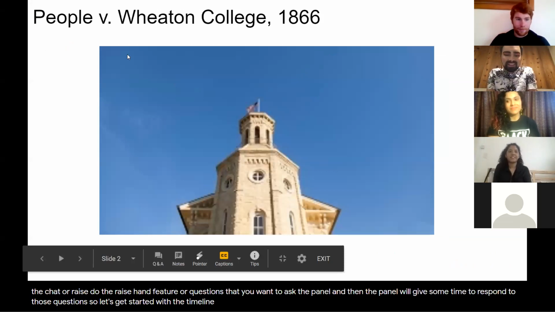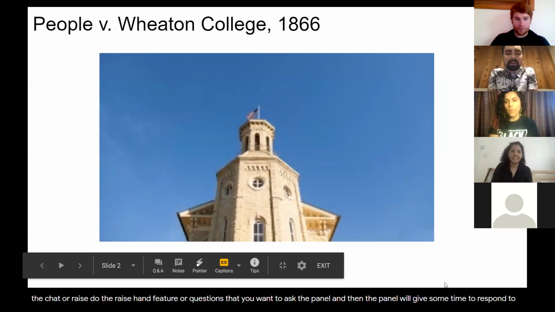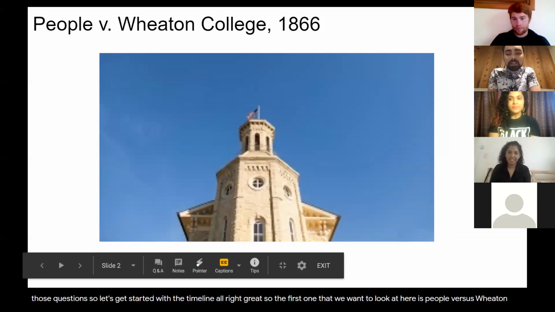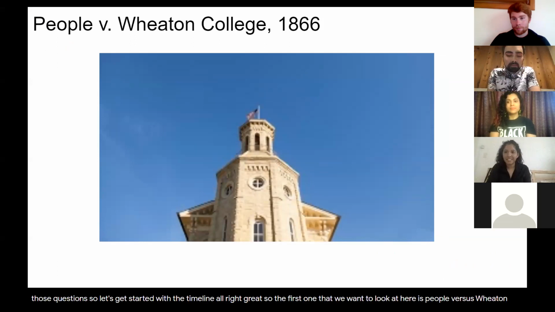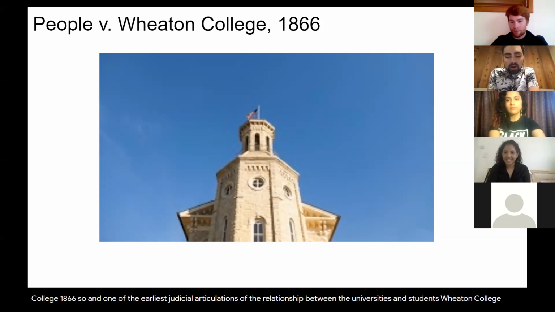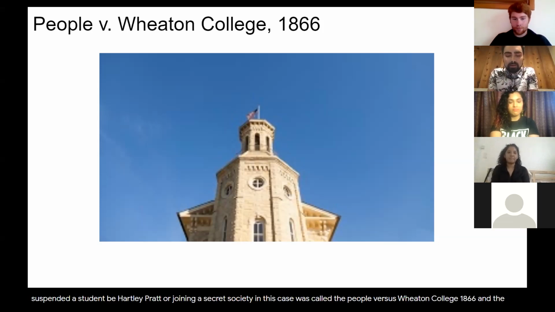All right, great. So the first one that we want to look at here is People versus Wheaton College in 1866. In one of the earliest judicial articulations of the relationship between universities and students, Wheaton College suspended a student, E. Hartley Pratt, for joining a secret society. This case was called the People versus Wheaton College, 1866. The Court of Illinois found in favor of the college, which started a conversation around the rights that universities had over their student attendees.